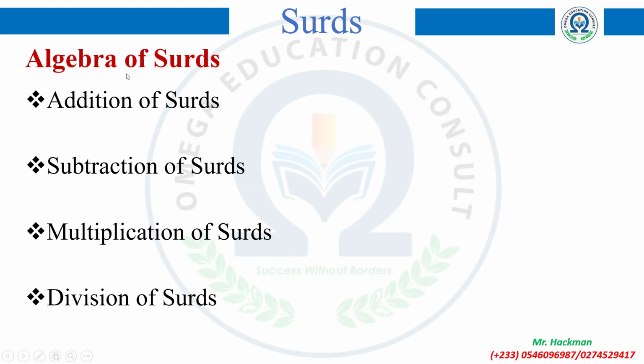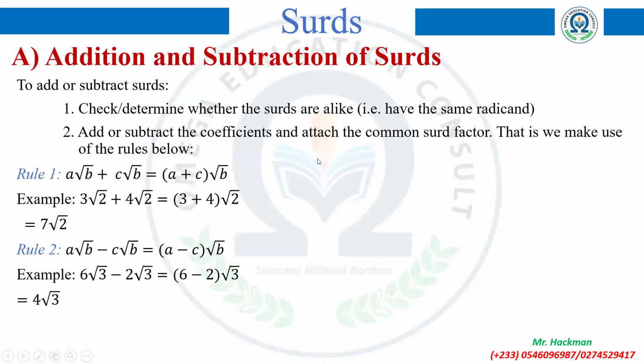So when we say algebra of set in maths, when you mention algebra, we'll be talking about addition, subtraction, multiplication, then division. However, I will combine the first two together and the last two. So, addition and subtraction of sets. To add or subtract sets, these are the rules.